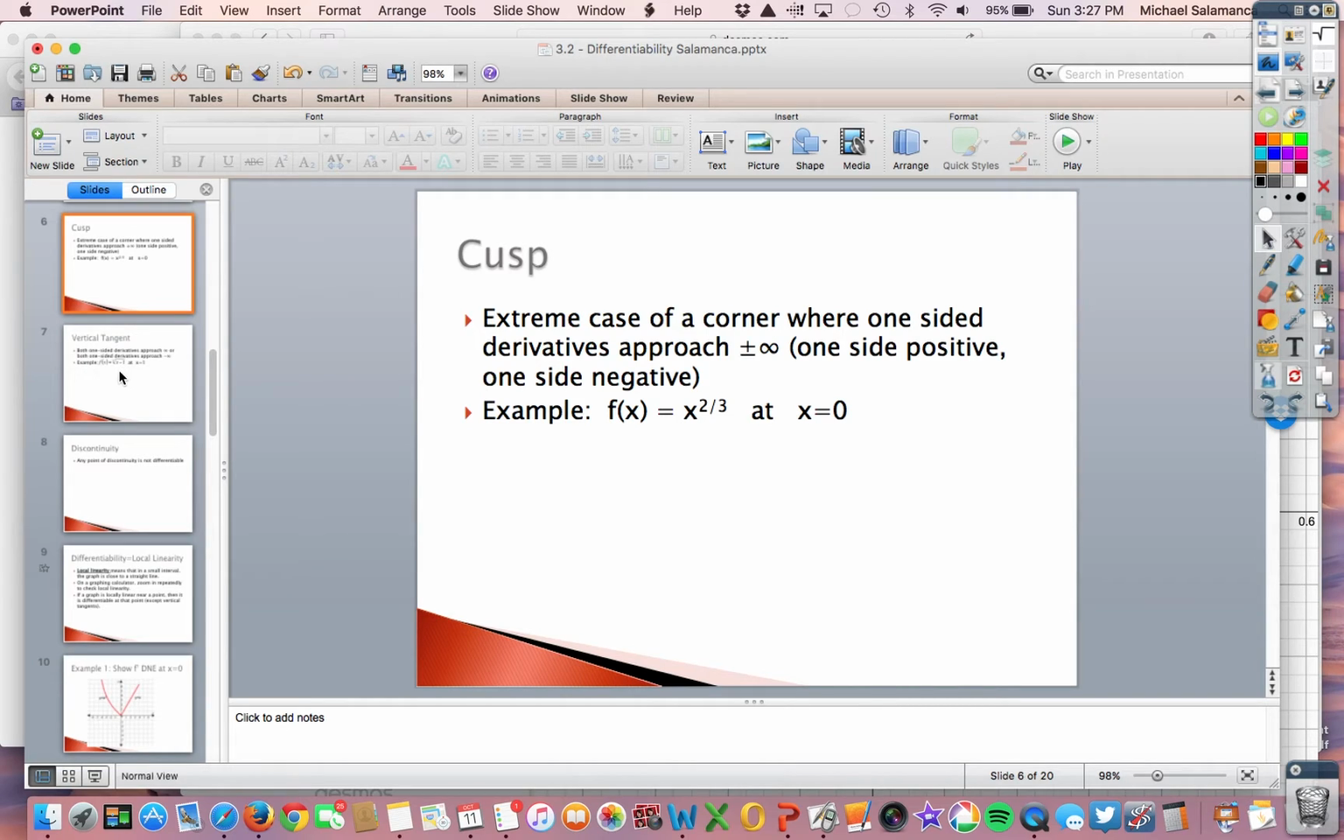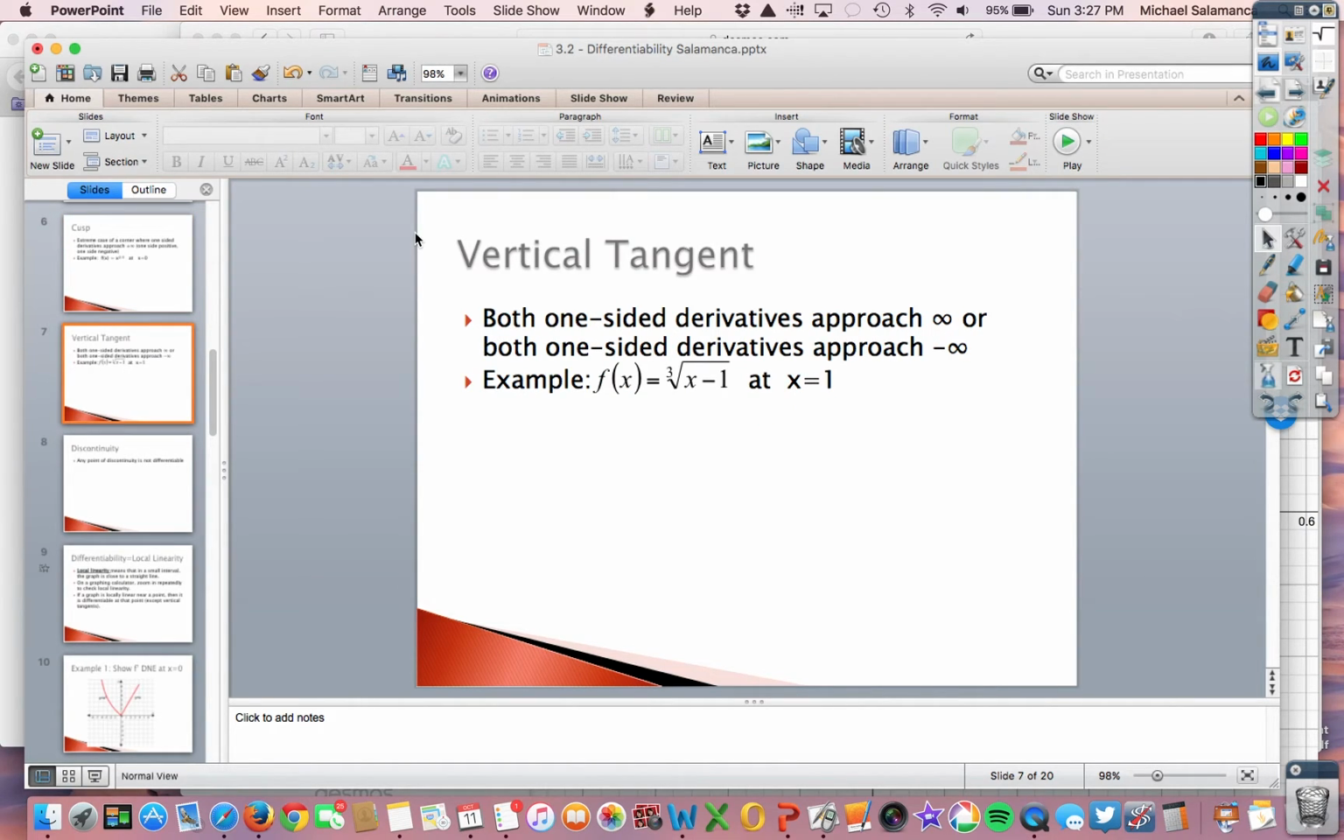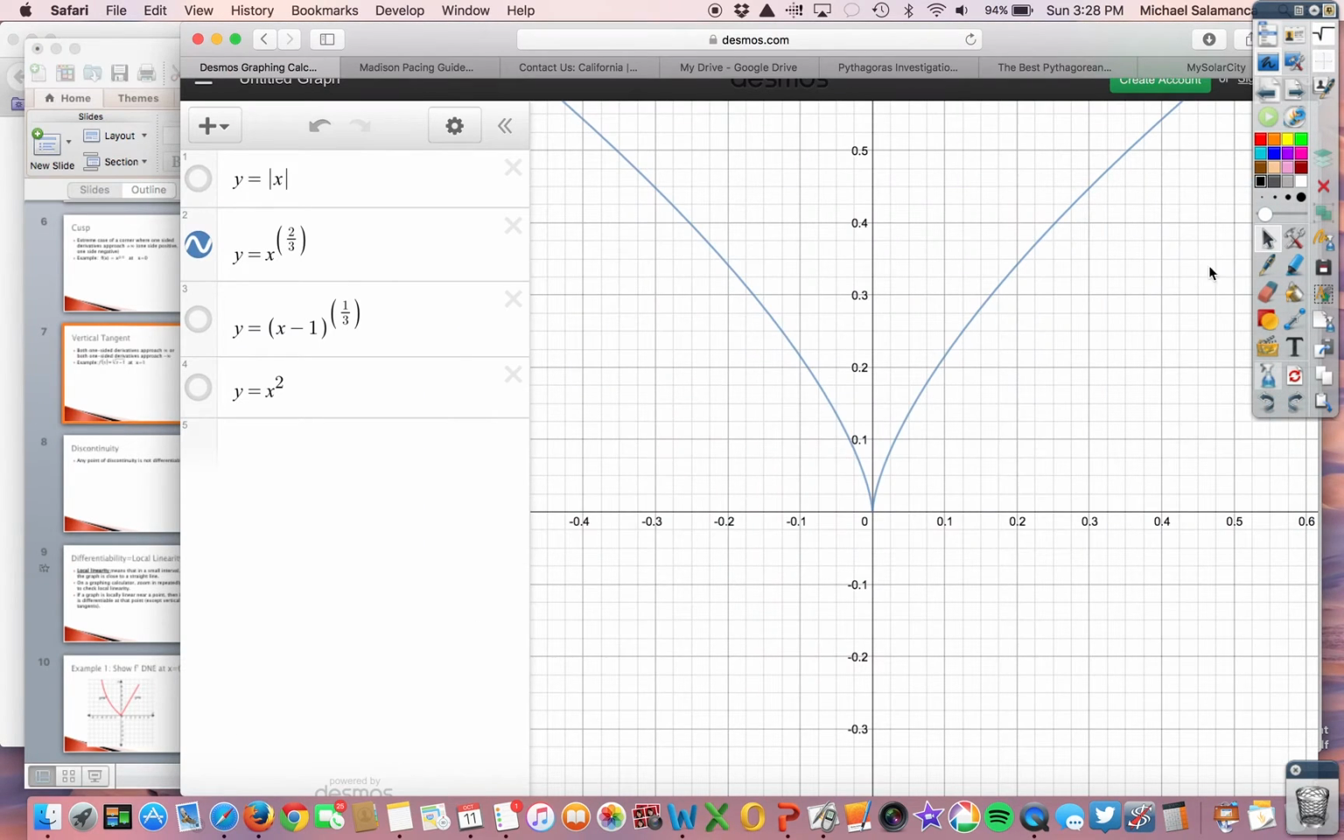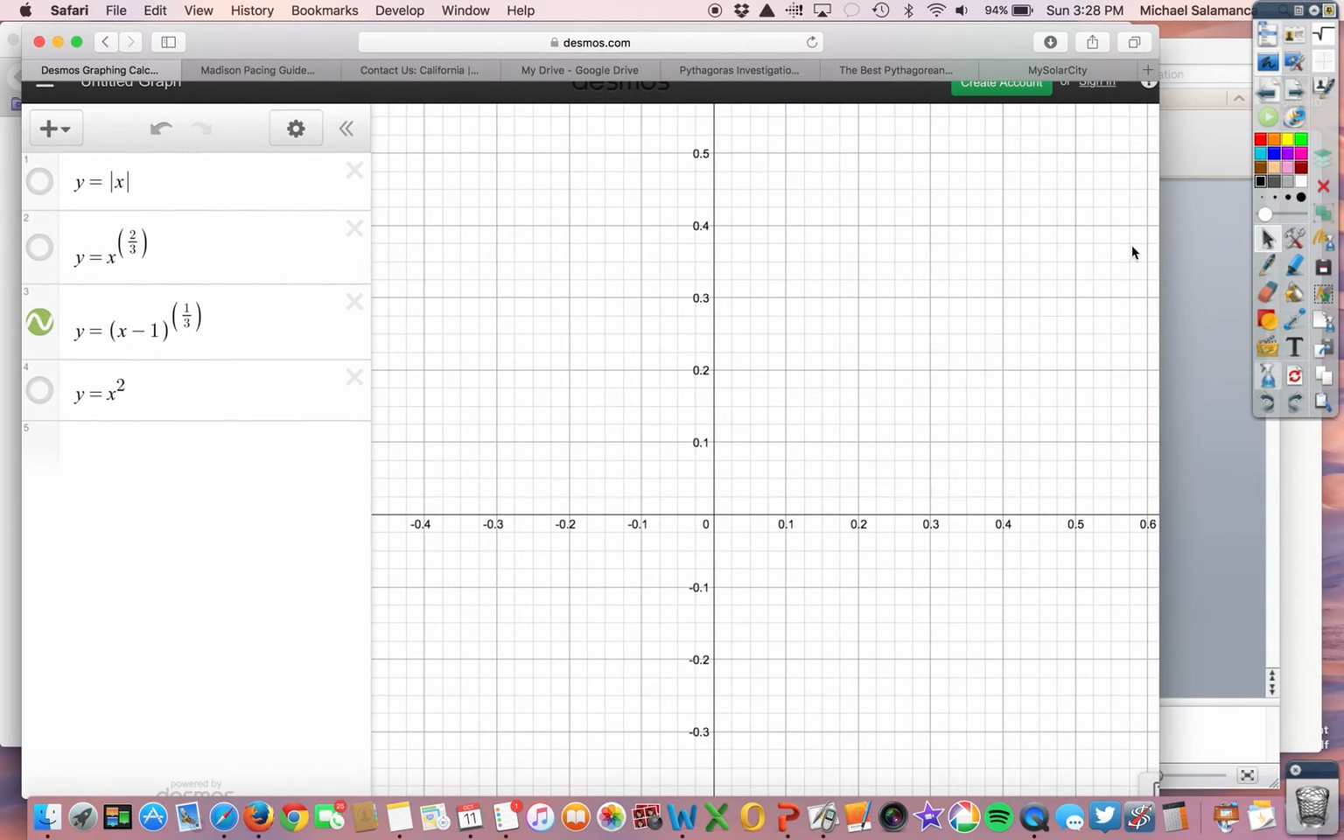Next one is a vertical tangent. A vertical tangent is when both one-sided derivatives approach infinity or both one-sided derivatives approach negative infinity. The example here is the cube root of x minus 1 at x equals 1. If we take a look at that graph, let me zoom out here really quick.